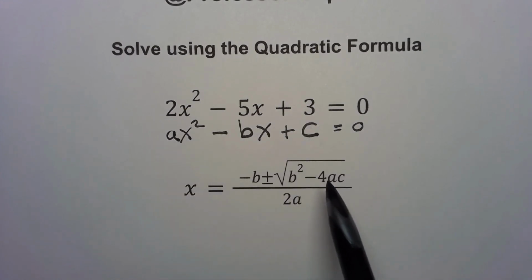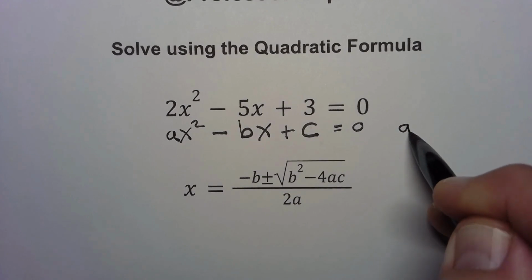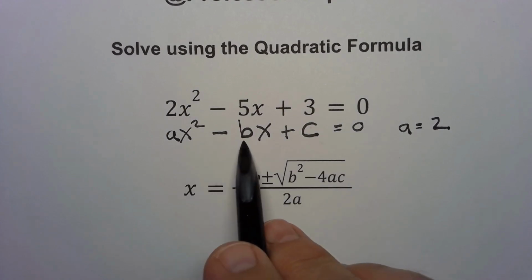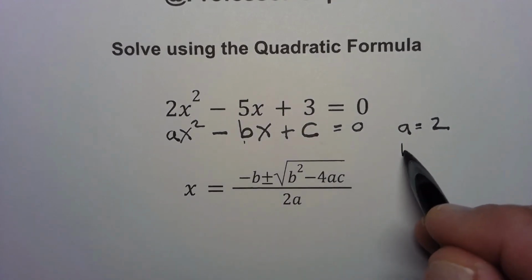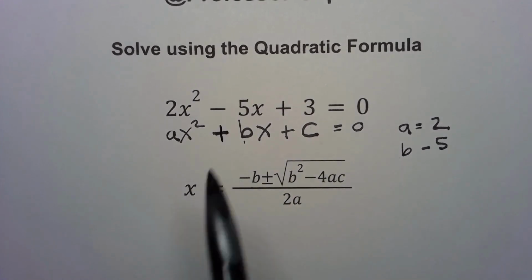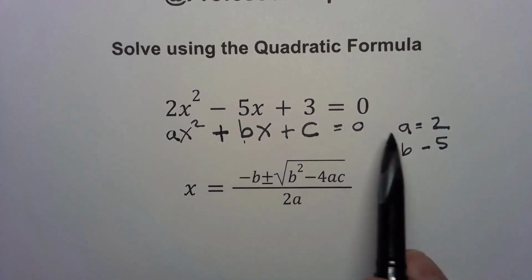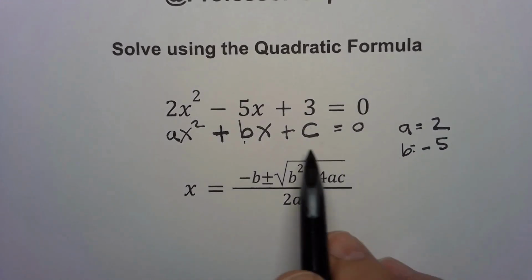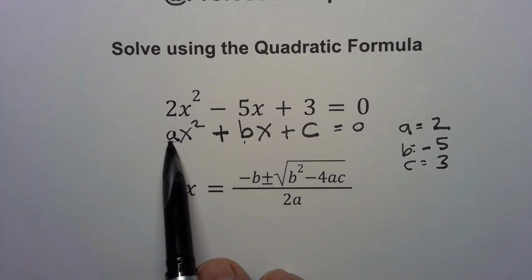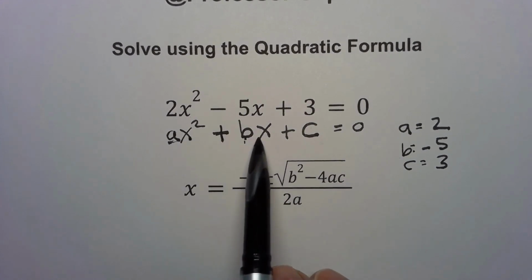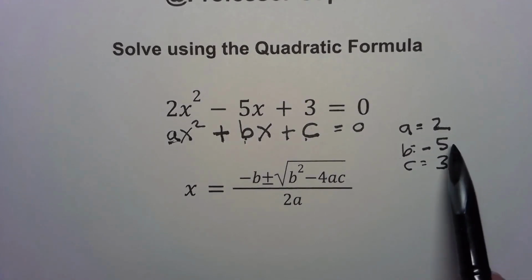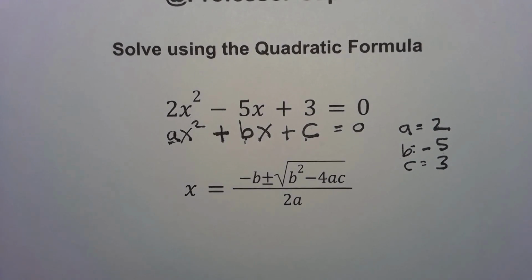If it's in this order, that means that our a, in this case, for this one, is equal to positive 2. Our b is equal to negative 5. Oh, by the way, this should be a plus. And because it's negative here, that means it's a minus here. So our b is negative 5, and then our c is equal to 3. So our standard form would be a x squared plus b x plus c is equal to 0. So now we've determined that our a is 2, our b is negative 5, and our c is 3.